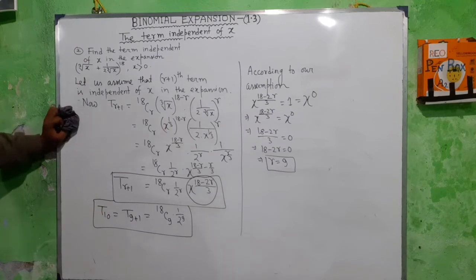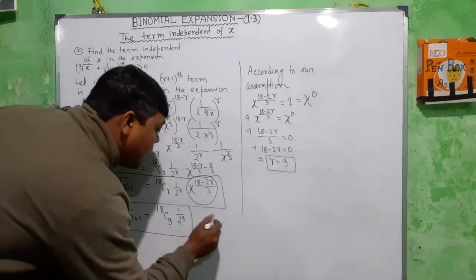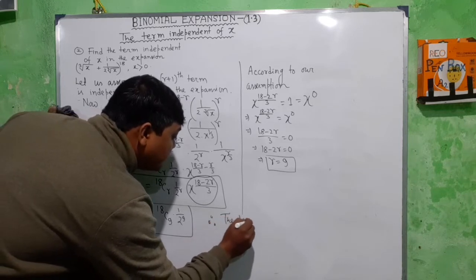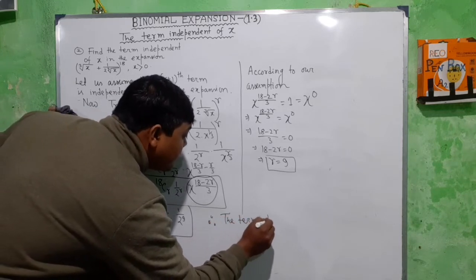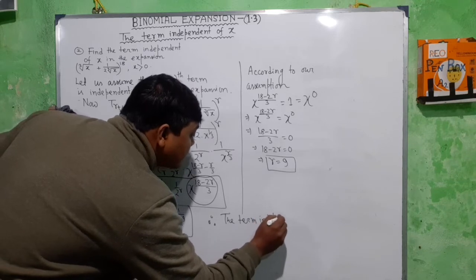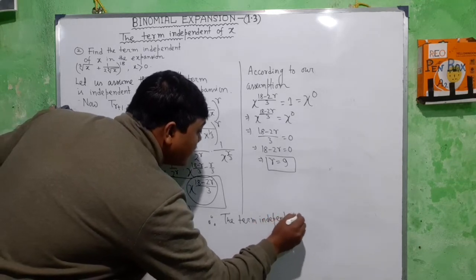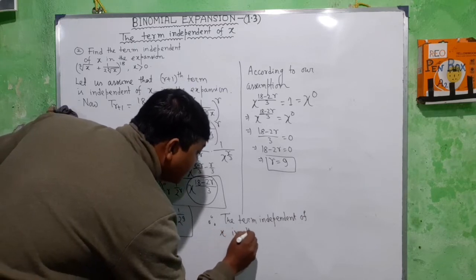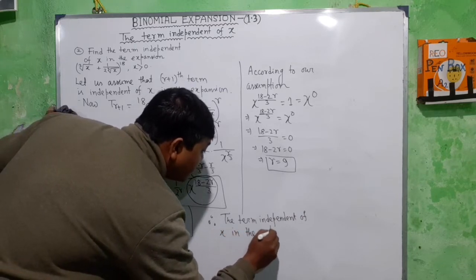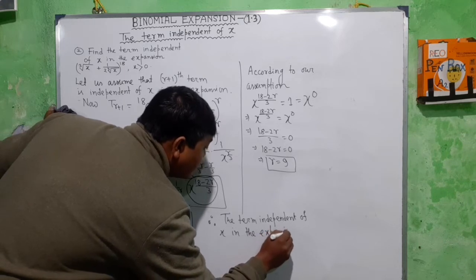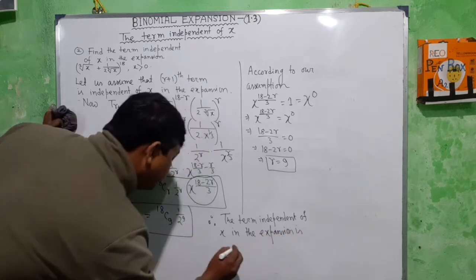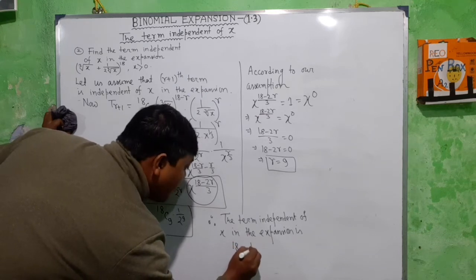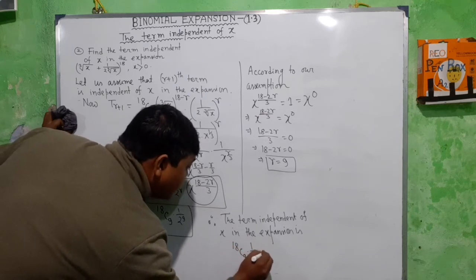Okay, so the term independent of x in the expansion is 18C9 into (1 by 2) to the power 9.